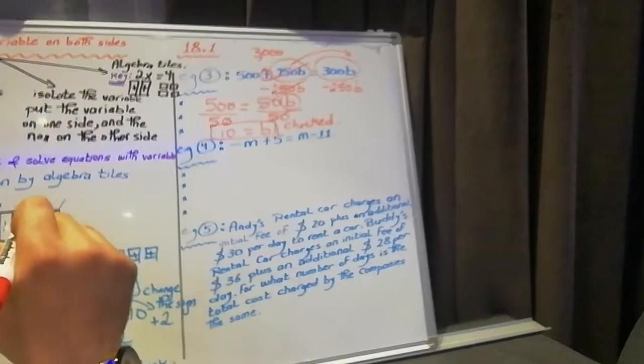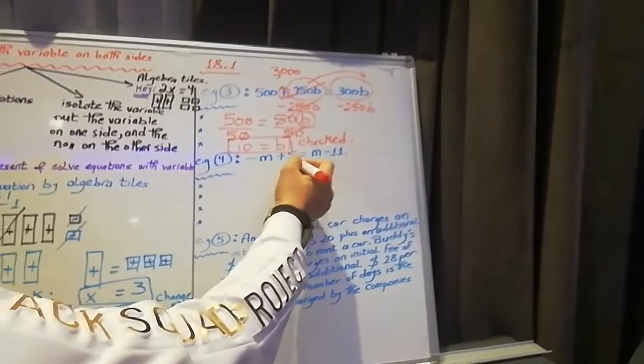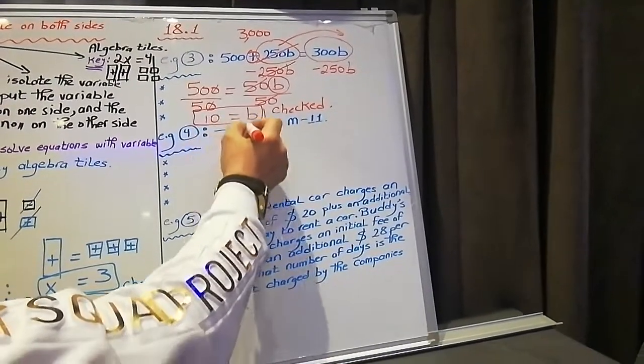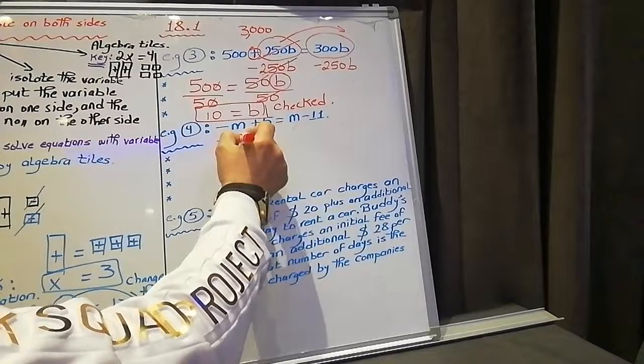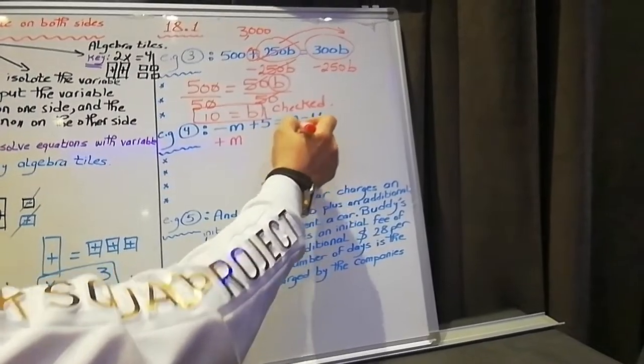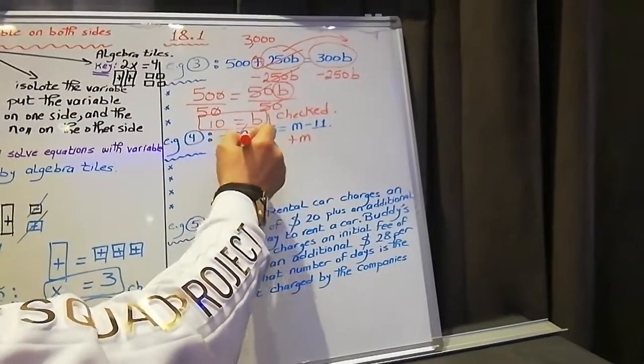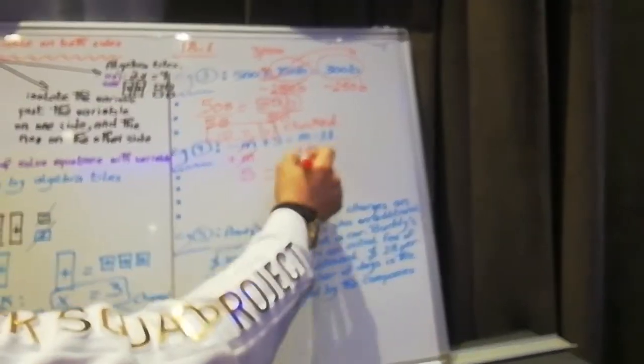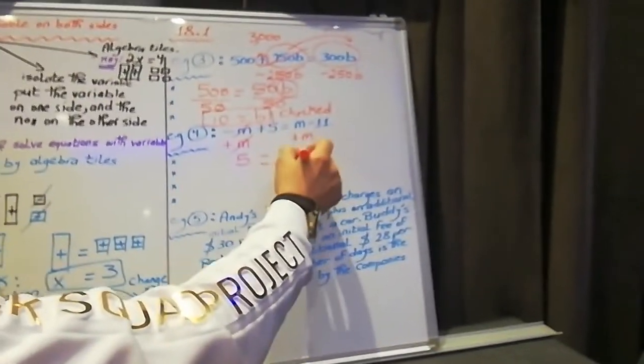Let's continue to example number 4. We have minus m plus 5 equals m plus m minus 11. So my aim is to isolate the variable. We have negative m. We can add positive m to both sides just to keep the balance. Minus m and positive m cancel. So 5 equals m plus m, it is 2m. It is like terms.